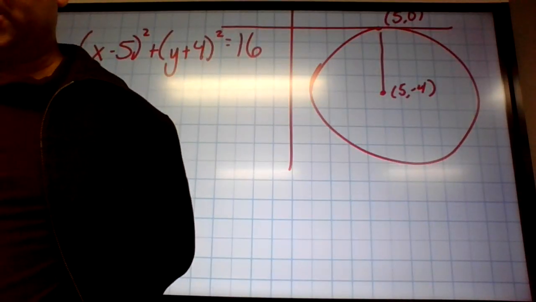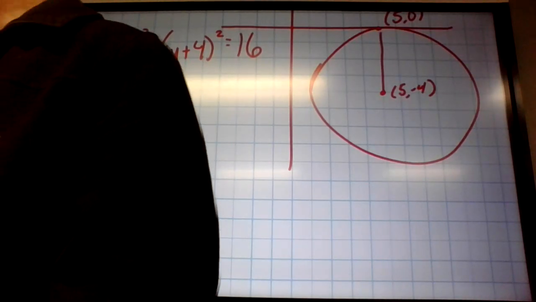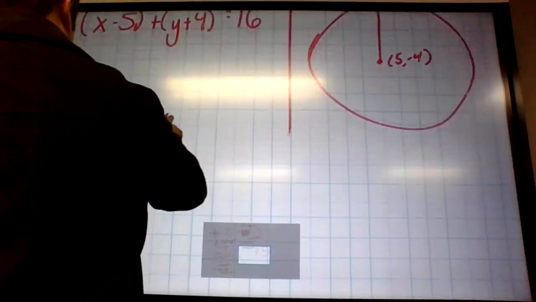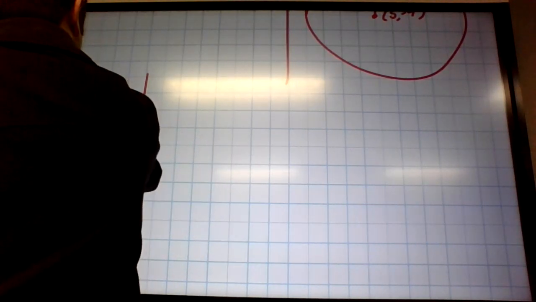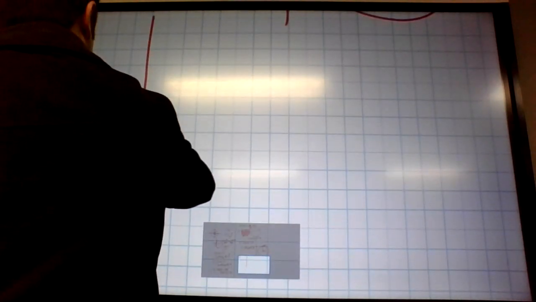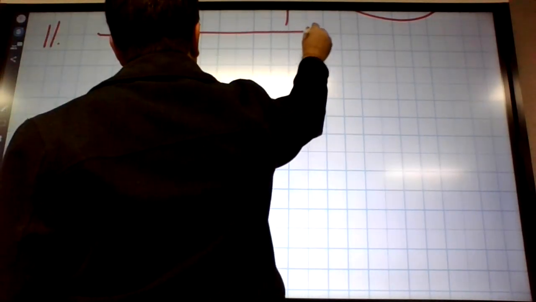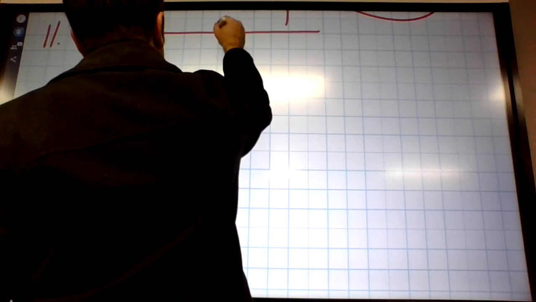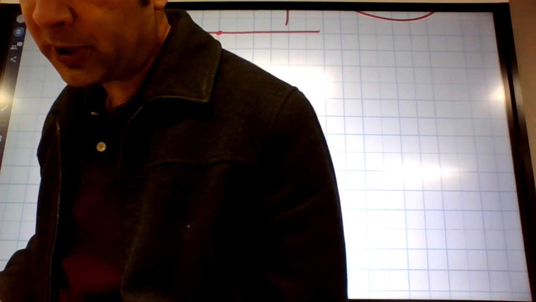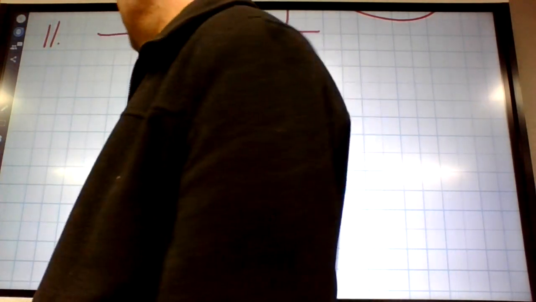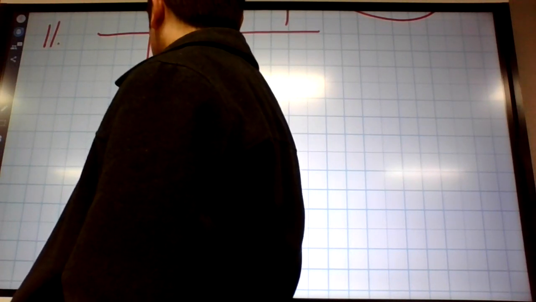Okay, number 11. The circle is tangent to the x-axis at (4, 0) and has y-intercepts -2 and -8. So that's going to be way down. Did I make it low enough? So it goes through (4, 0), and that's a tangent point. And y-intercepts -2, 3, 4, 5, 6, 7, 8, and -8.